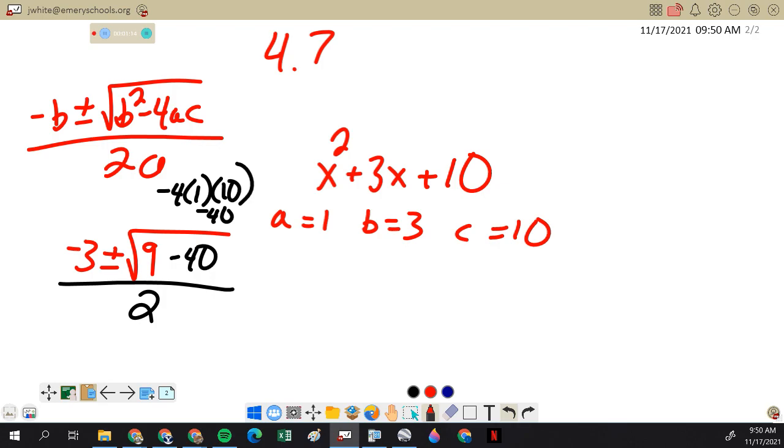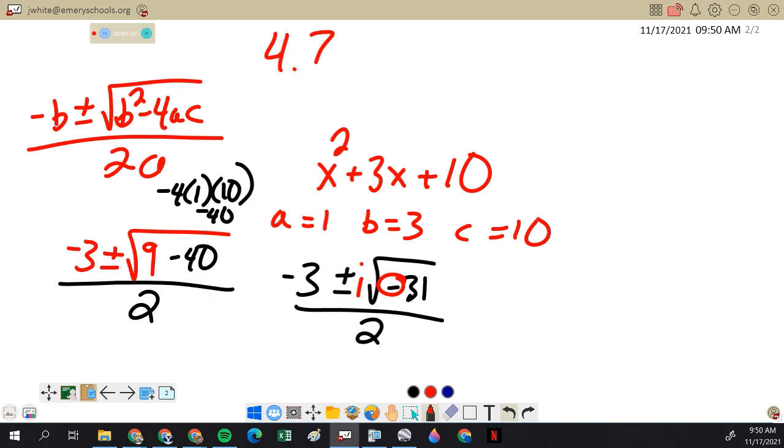Okay. That becomes negative 3 plus or minus the square root of negative 31 over 2. 31 is prime. But I can do something with this negative. It becomes an i. Where does the i go? Right in front. So the answer is negative 3 plus or minus i root 31 over 2.